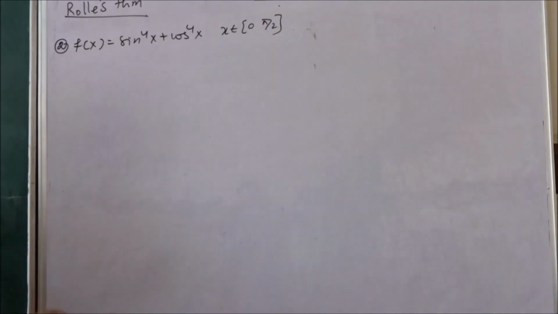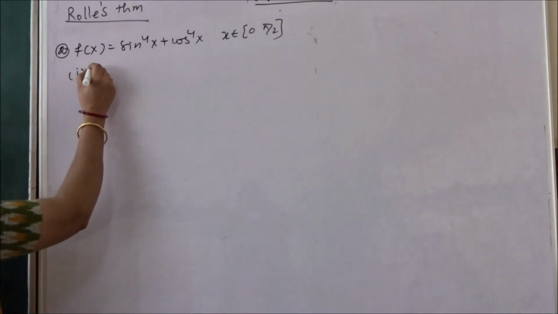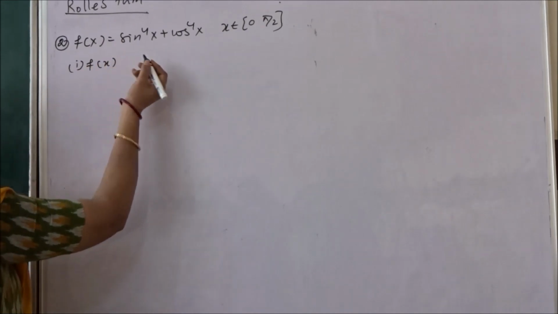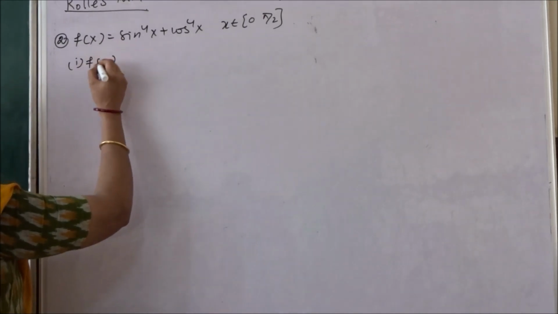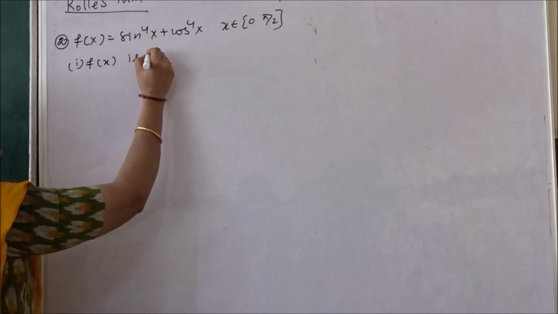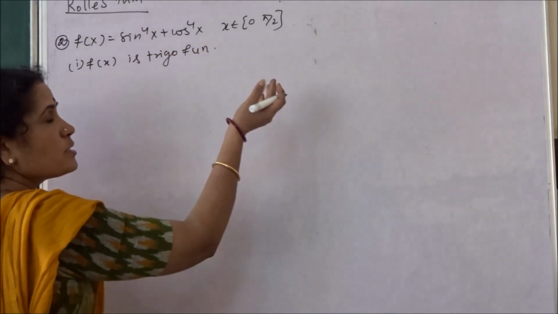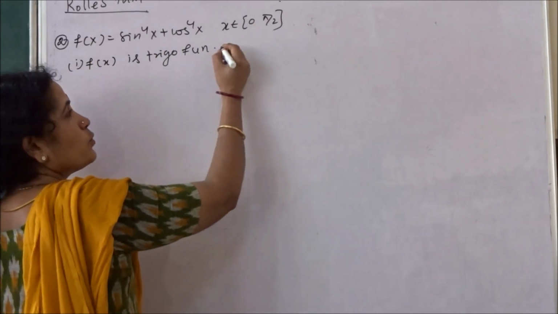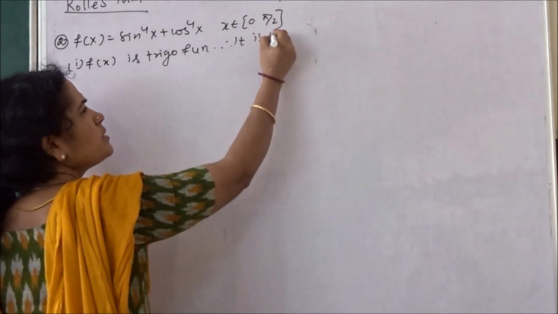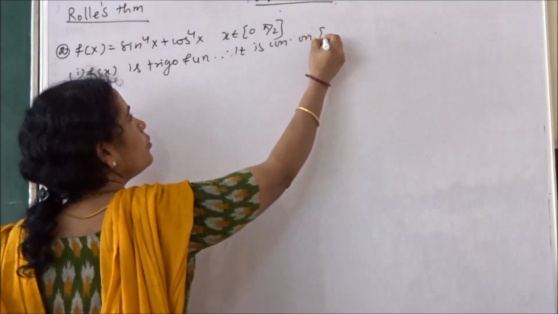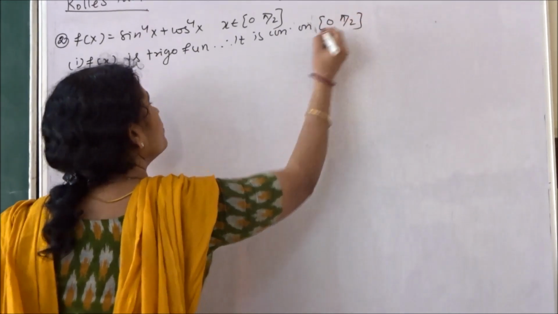Now, what is the first step saying? Number one, f(x) is continuous. Am I correct? Why is f(x) continuous? Since f(x) is a trigonometric function, and trigonometry is continuous on its given domain, therefore it is continuous on the closed interval 0 to pi by 2.